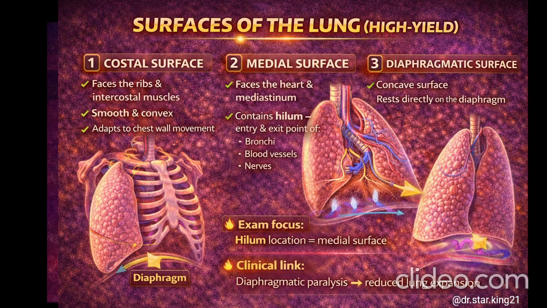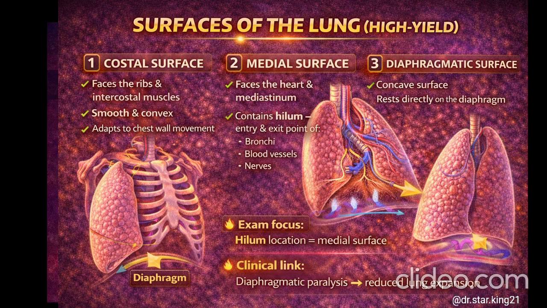You have to remember, for this there is a clinical correlation. If the diaphragmatic muscle gets paralyzed, there will be reduced lung expansion. If it gets paralyzed, there will be no contraction of the diaphragm and no movement, and lung expansion will be very hard, so it will reduce lung expansion.